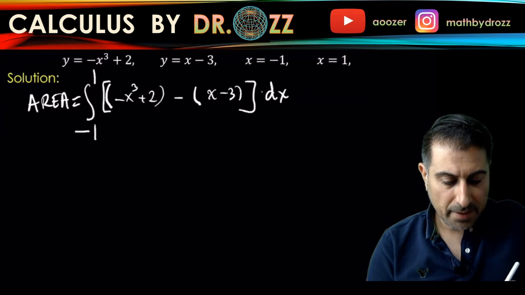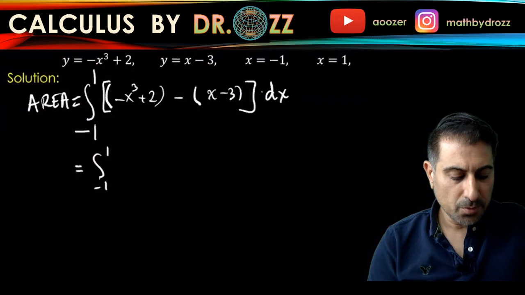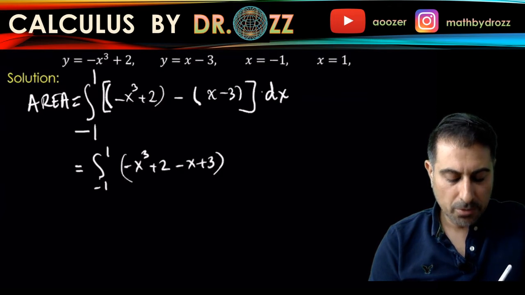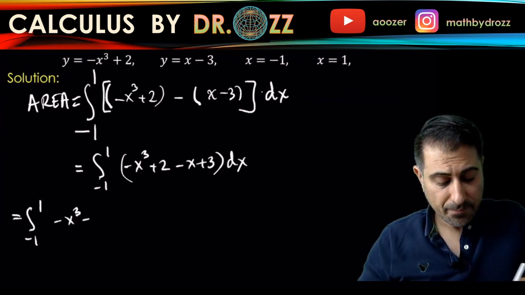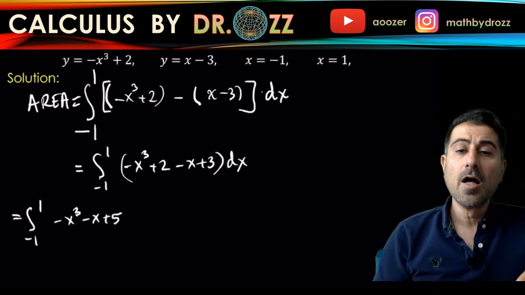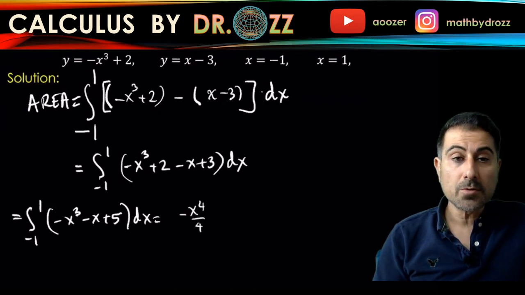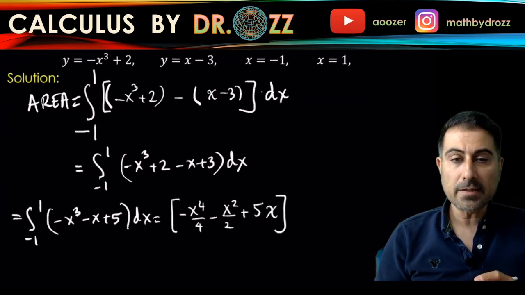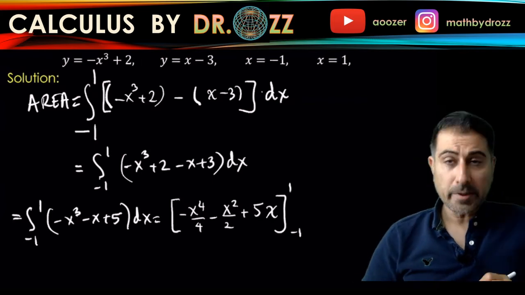So here we go. Let's simplify this. The integral from negative 1 to 1 of negative x cubed plus 2 minus x plus 3 dx is equal to the integral of negative x cubed minus x plus 5 dx. Let's use the power rule for integration to find the antiderivative: negative x to the fourth divided by 4 minus x squared over 2 plus 5x. And we're using the fundamental theorem of calculus to evaluate the definite integral with lower limit negative 1 and upper limit 1.